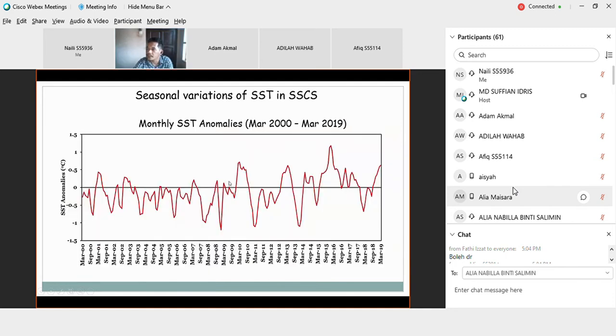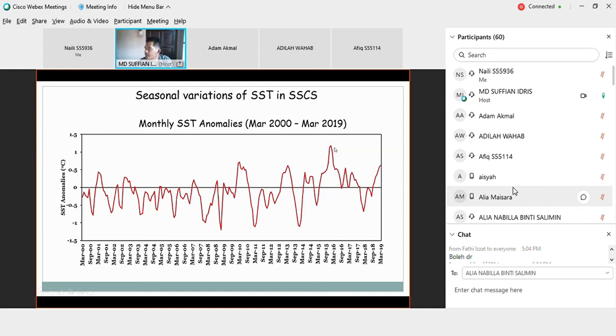And then this one is SST anomaly. Anomaly is the difference between the average of that month and the long term average. So this is monthly SST anomaly from March 2000 to March 2019, 20 years. Negative anomaly means below the 20 year average, and positive anomaly is above the average.